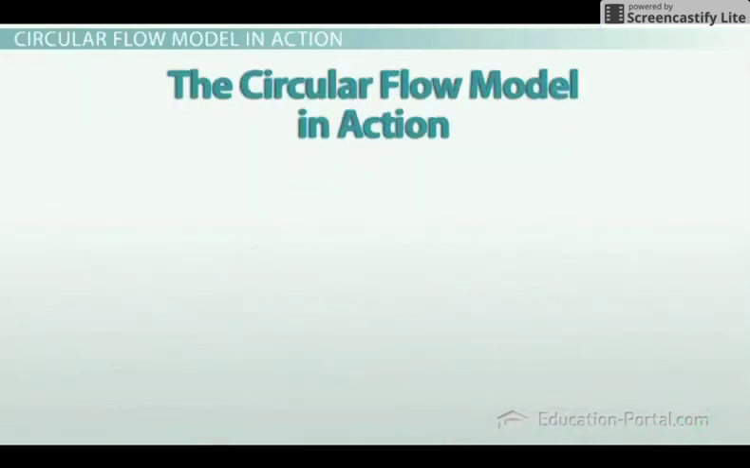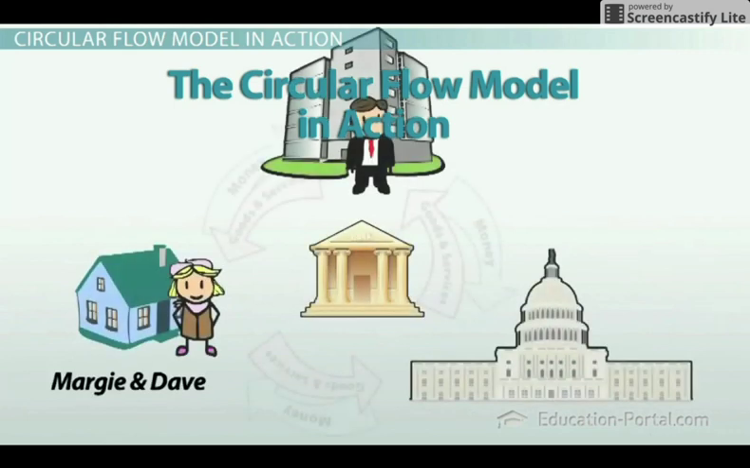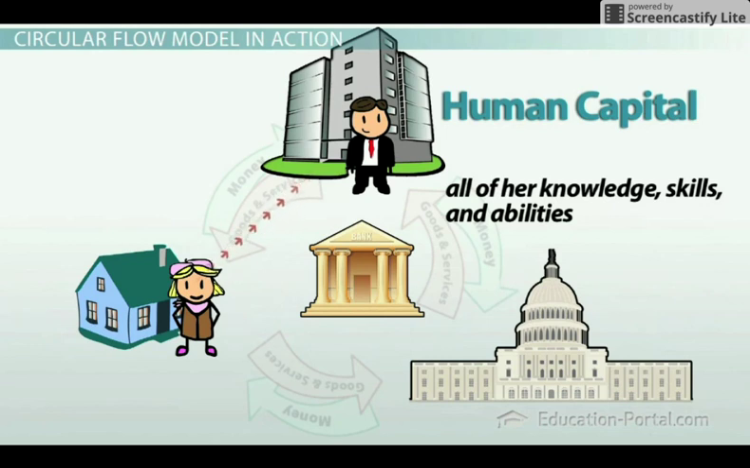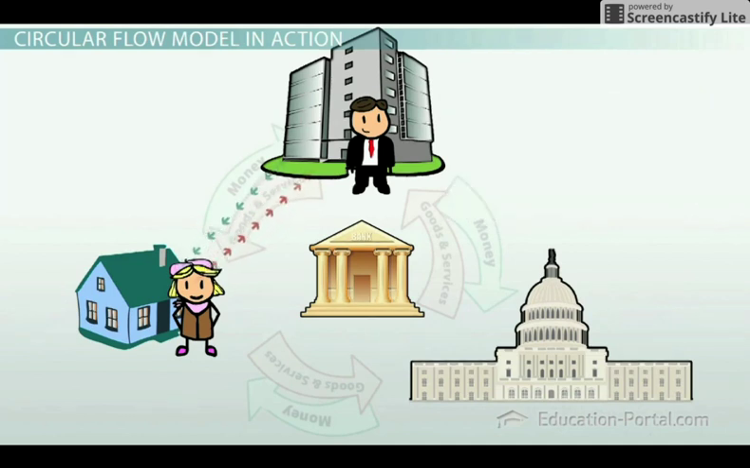Let's look at an example of this model in action featuring Margie and Dave. Margie trades her human capital, which is all of her knowledge, skills, and abilities, with a firm and earns an income at the same time. She then takes her income and deposits some of it in her bank checking account, which she'll use to buy goods and services from firms. Margie deposits the rest of her income into a savings account at the bank.